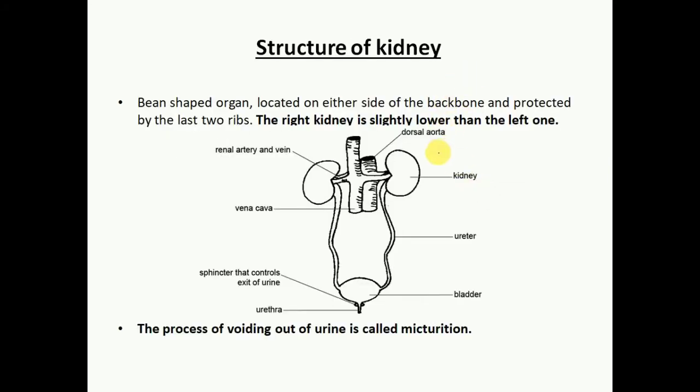now this is our whole urinary system. Here these are the kidneys, these two. Now the structure of kidney, you have to remember, kidneys are bean shaped organs located on either side. Its location you should also remember, that it is located on either side of the backbone which is present at the back, and it is protected by the last two ribs. And the other important thing, that the right kidney is slightly lower than the left one because the liver pushes it down. You need to remember this also.